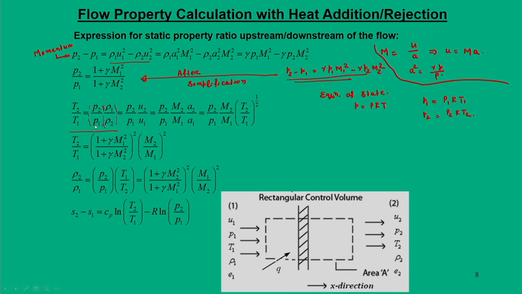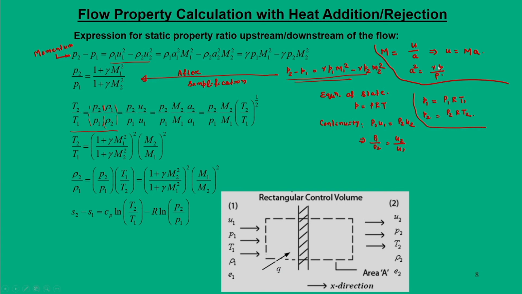Now, in this equation we already know the pressure ratio P2 by P1 from above. We now require rho 1 by rho 2. This rho 1 by rho 2 we will get from the continuity equation, rho 1 U1 is equal to rho 2 U2. This tells you that rho 1 by rho 2 is equal to U2 by U1.